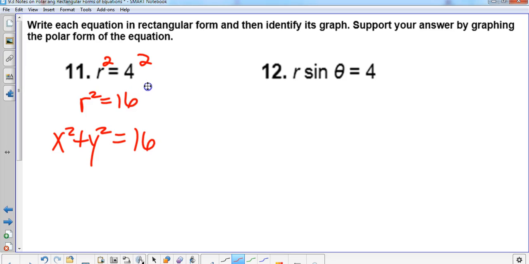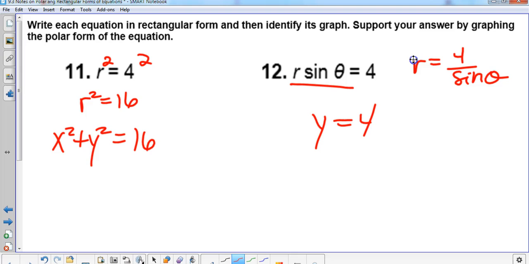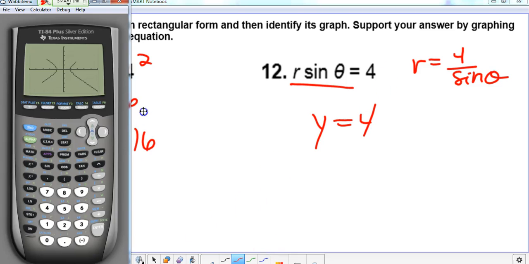Some of you, maybe? Okay, r sine theta. R sine theta is just y. If we wanted to check it in polars, we could divide 4 by sine theta and see what we get. What is that? Should be a horizontal line, yes? There we go.